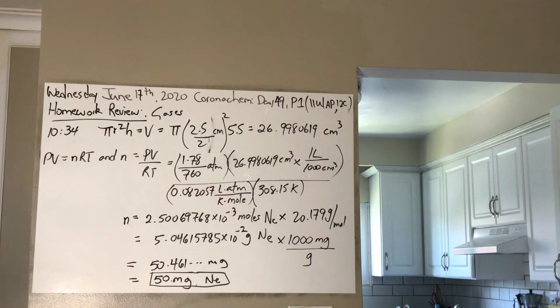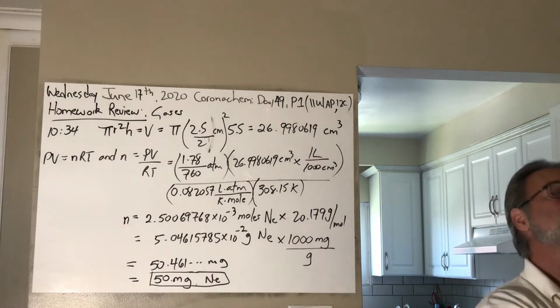Your homework was 4 questions: 34, 42, 44, 48. So, first one, they ask, a neon sign is made of glass tubing whose inside diameter is 2.5 centimeters and whose length is 5.5 meters.